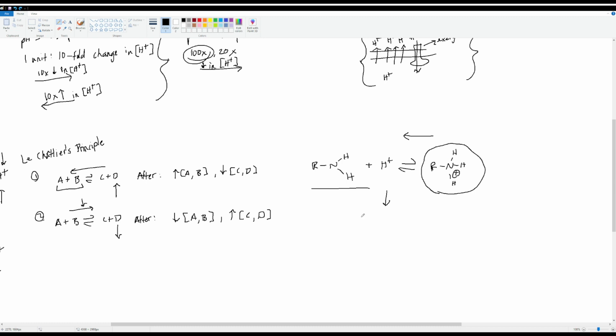Okay. And then the next part of this is just remembering that decreasing H plus concentration is the same thing as increasing our pH. So this question can be asked in either way. What happens when you increase the pH? What happens when you decrease the pH? It's now just asking you, do you know this relationship, and can you apply that relationship back to our original equation?